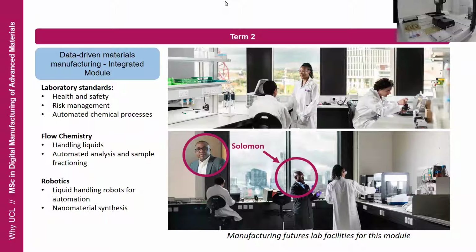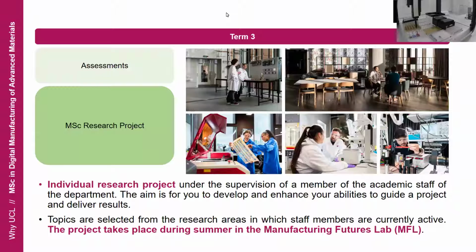So that was Solomon from the robotic labs, which you will see and be very much working with, and all these tools in term 2. And in term 3, as mentioned before, this is the showstopper where you will work in individual research projects under the supervision of a member of the academic team in the department. And the aim for you here is to develop and enhance your abilities to guide a project and deliver results. So this is where you will work, of course, under close supervision, independently to demonstrate to us that you are mastering, quite literally, the skills of digital manufacturing of advanced materials.